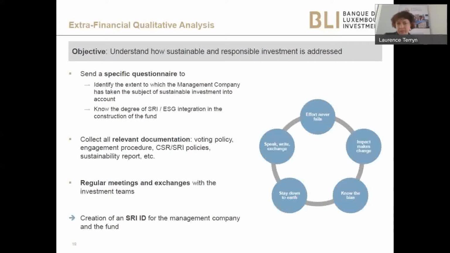So first, a questionnaire, which is filled in a different way, often quite long for some, quite summary for others. And then all complementary documents such as the voting policy, engagement procedure, sustainable investment policy, sustainability report, impact annual report, and so on. We also keep regular meetings and exchanges with the investment team, and as a result, we have created our own SRI ID for the management company and the fund.